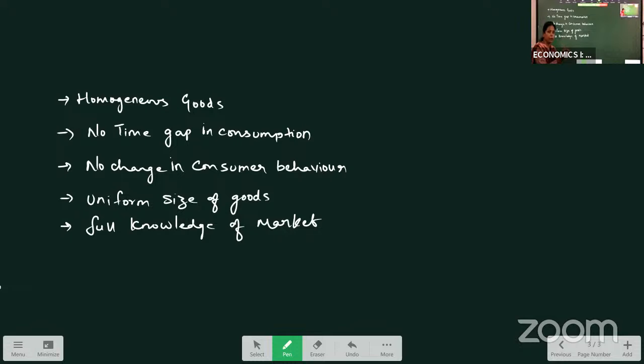At one point of time, I like that product. After some time, I don't like that product. Like that, my behavior is not changing. My taste and preferences are not changing. In that case only, we can explain this law.